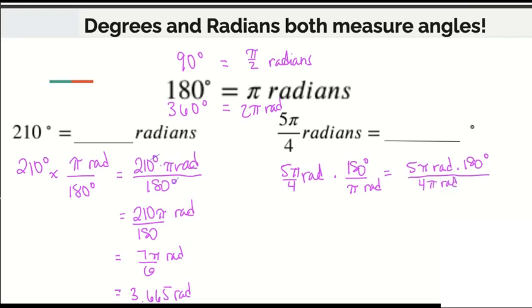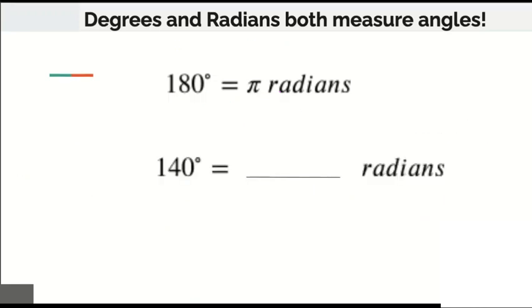And I can see here that things are going to cancel with one another. I'm going to be able to reduce pi divided by pi. That's just 1. And our units of radians are also going to disappear. So all I'm left to do now is calculate 5 fourths of 180. And 5 fourths times 180 will get me 225 degrees. So 5 pi fourths radians is the same thing as saying 225 degrees, just different units of measurement.